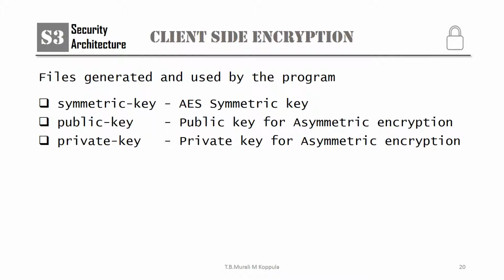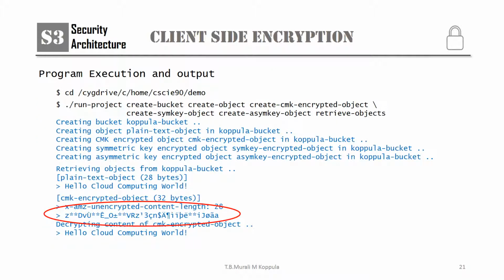The first option is to create the bucket. This bucket will contain 4 objects: plain text and the object encrypted with 3 methods. After creating the bucket, it downloads the object and displays its contents. Notice the contents of the object is "Hello Cloud Computing World." The first object is encrypted using the customer master key. Then the object is downloaded and its contents displayed. The content of the object in the encrypted form is not readable. The non-printable characters are replaced with asterisks in the slide. The object is decrypted upon downloading it.